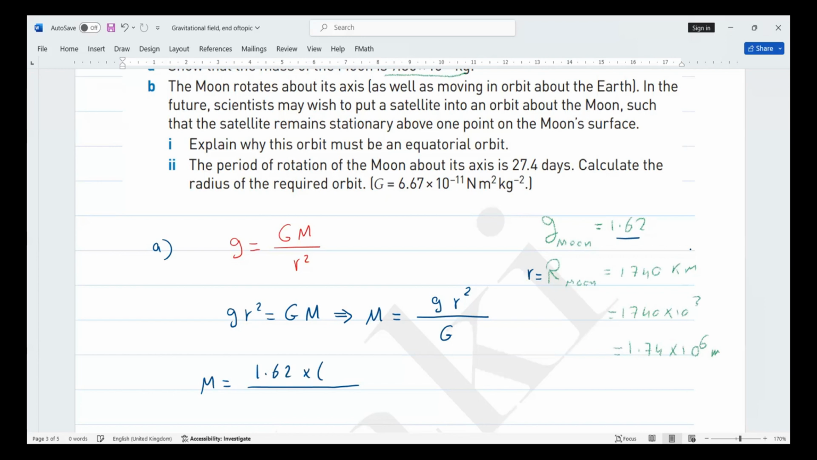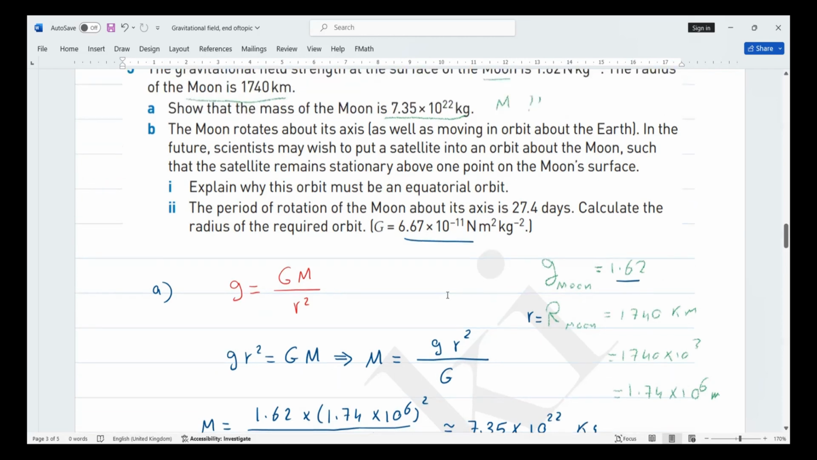Multiplied by open bracket, r is 1.74 multiplied by 10 to the power 6, all squared, divided by G, which is 6.67 multiplied by 10 to the power negative 11. When you calculate this value, it will be approximately 7.35 multiplied by 10 to the power 22 kilograms. So this is the first part. It said show that, so we finish this.